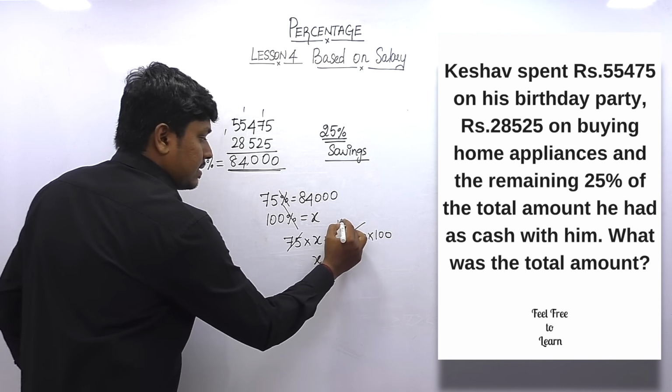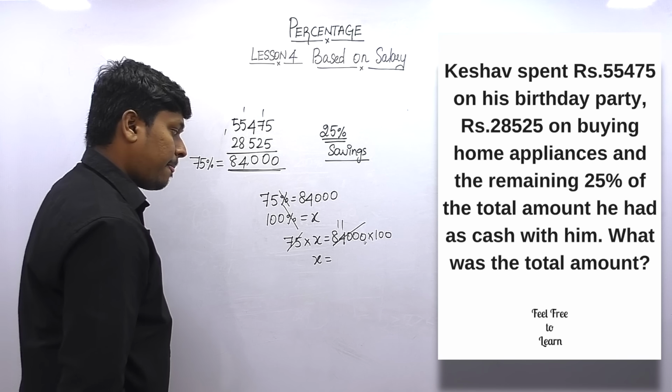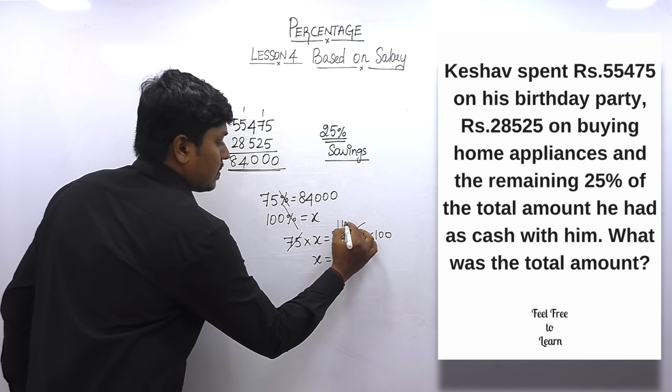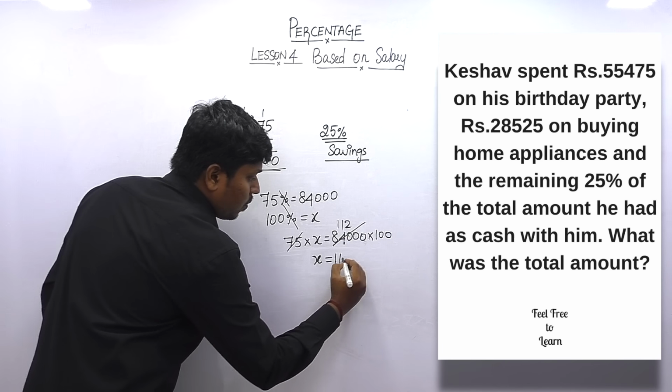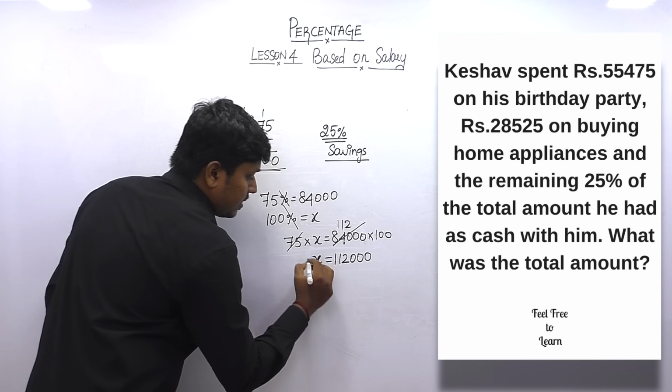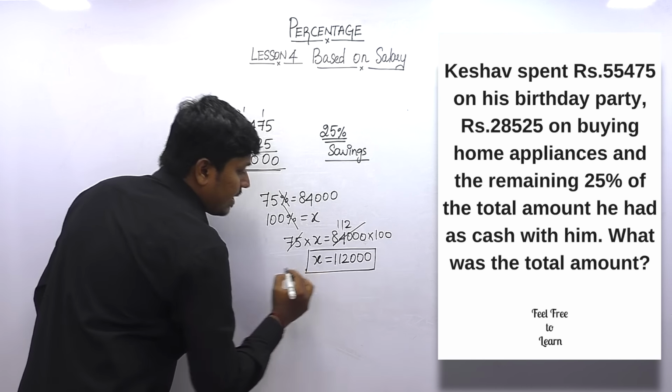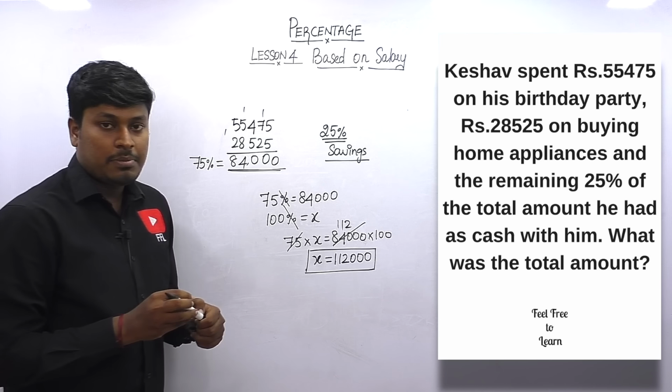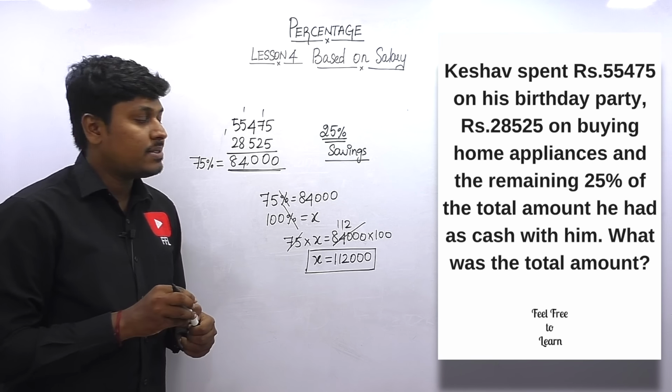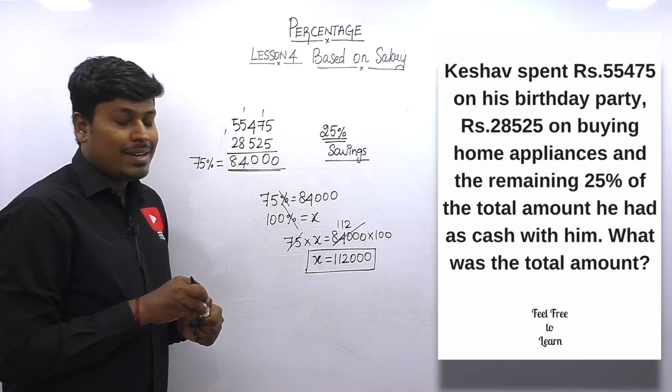Again we can cancel 75 one time. So 75 into 2, 150. So 112. So 112,000. So finally we can say that 1,12,000 is the total amount that Keshav had with him. So the answer for question number 4 is 1,12,000.